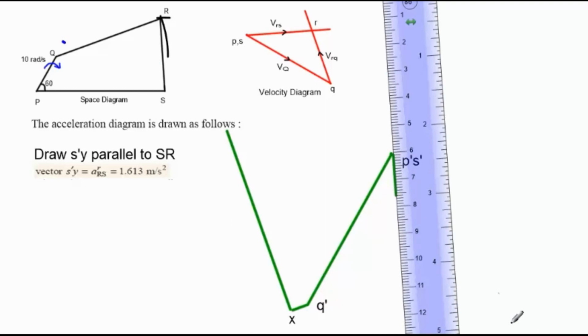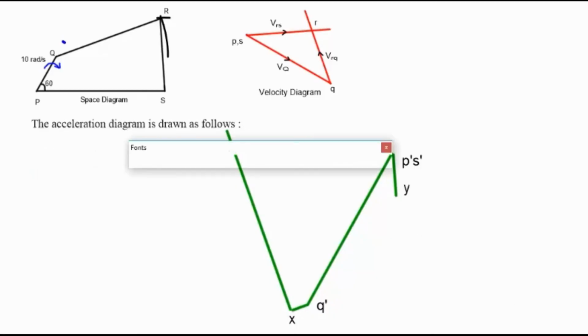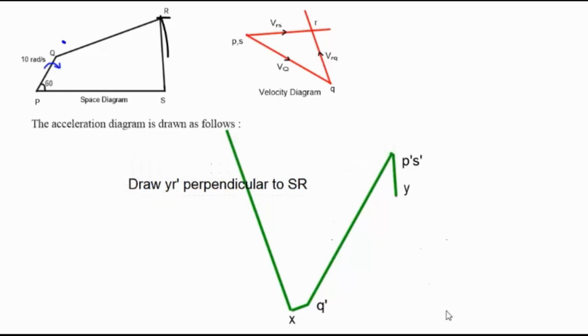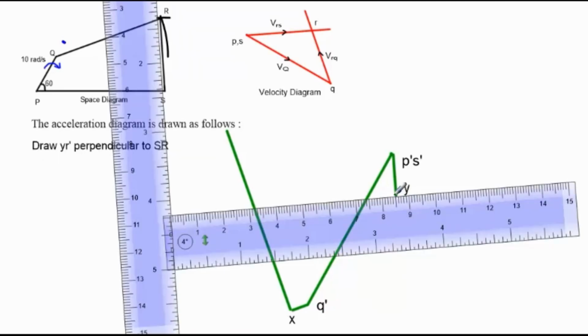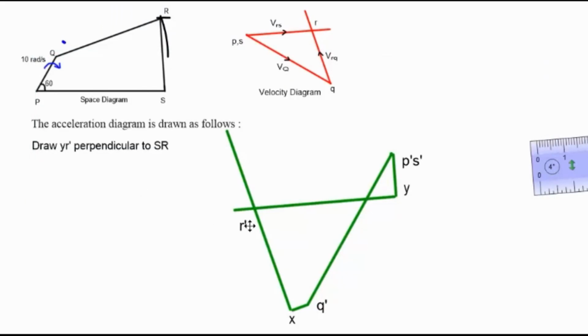Now we need the tangential component. As you can see from the table, the tangential component is unknown as of now, but we know it should be perpendicular to the radial component. So from that point Y, we draw a perpendicular to the S dash Y line. Of course, the length is not known, so I simply extend it. Where these two lines meet must be the most important point, known as R. So we got the point R dash.